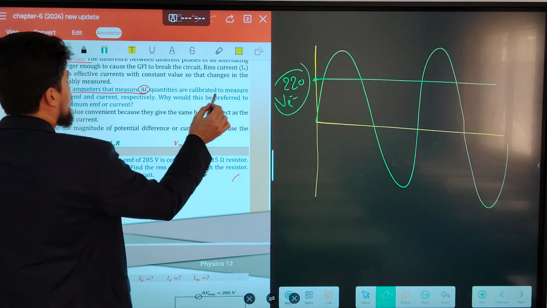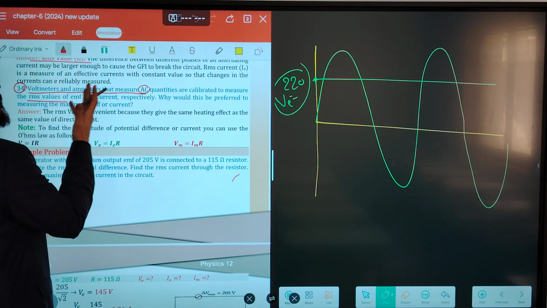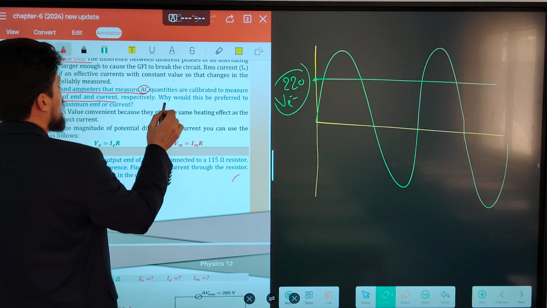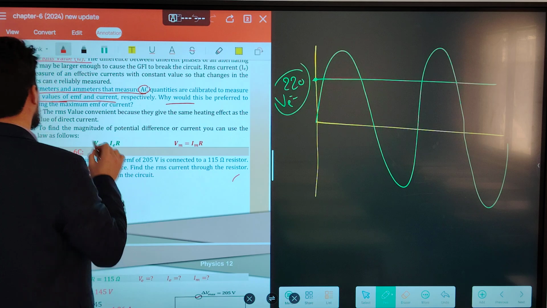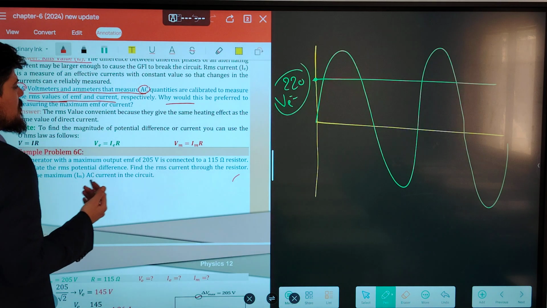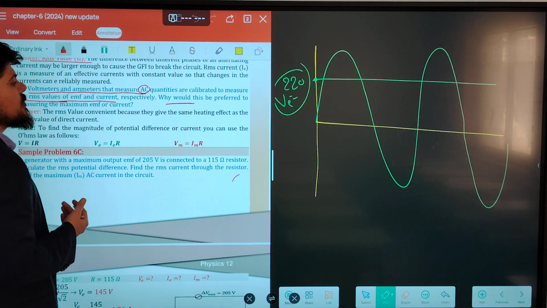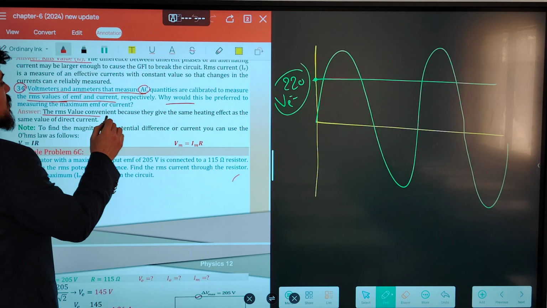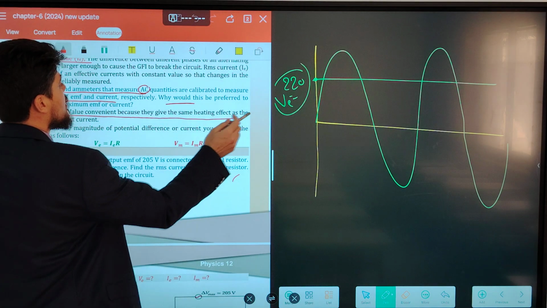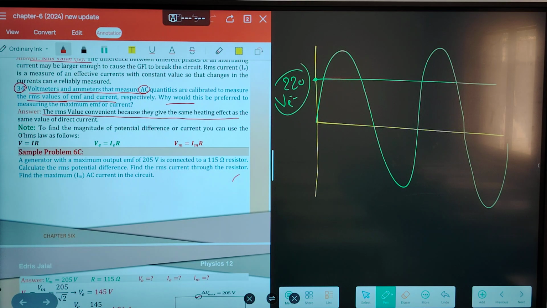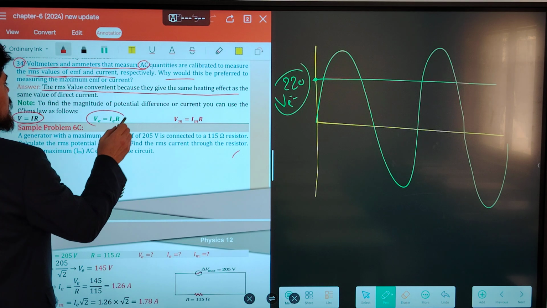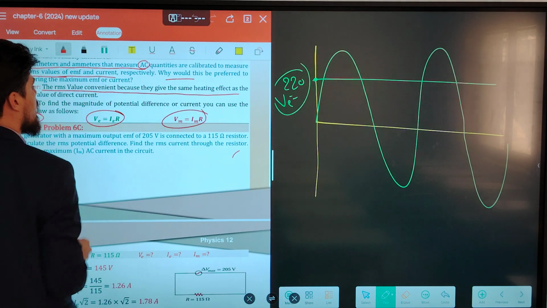But why are they calibrated to measure the RMS value? Why are the ammeter and voltmeter calibrated to measure RMS voltage and RMS current respectively? Why would this be preferred to measuring the maximum EMF or current? Because RMS values are convenient, because they give the same heating effect as the same value of direct current. Ohm's law: V is equal to IR. How about VE? VE equals IE times R. VM equals IM times R.